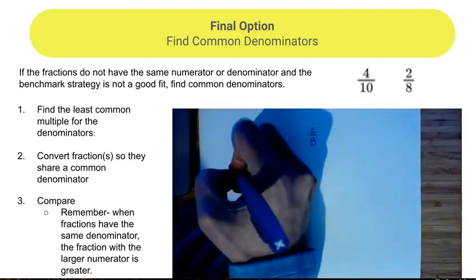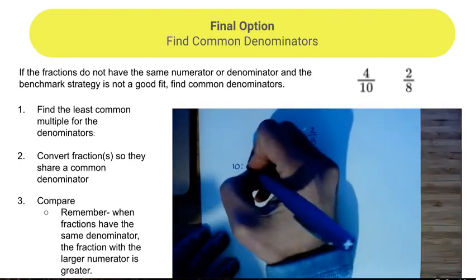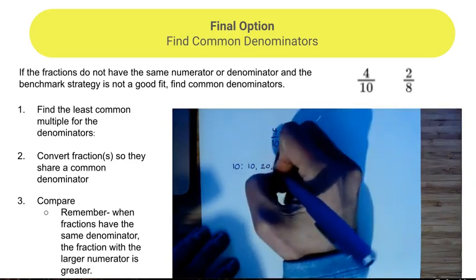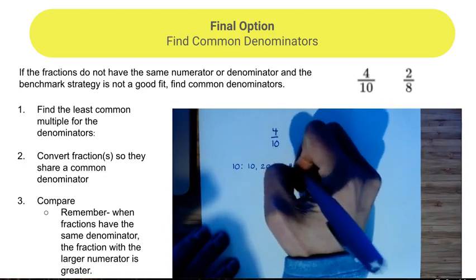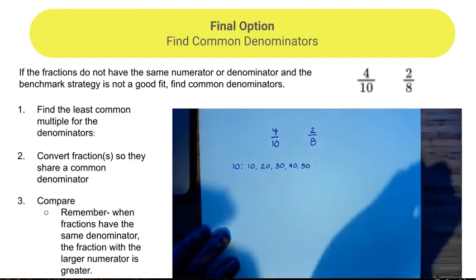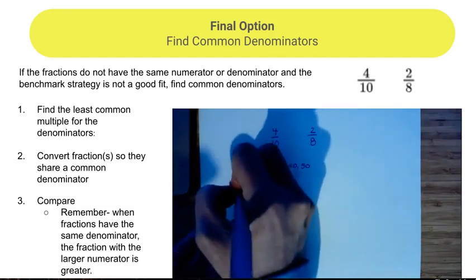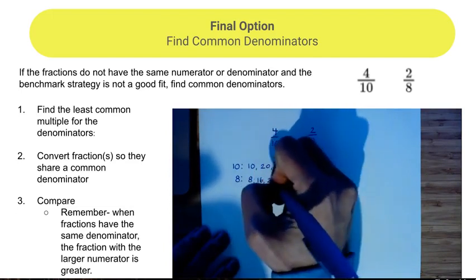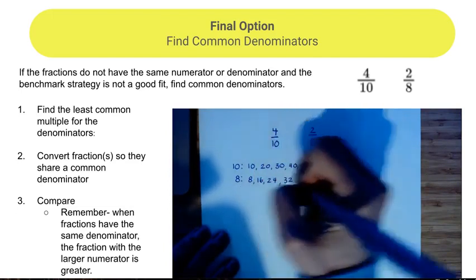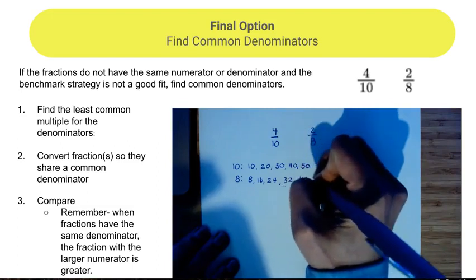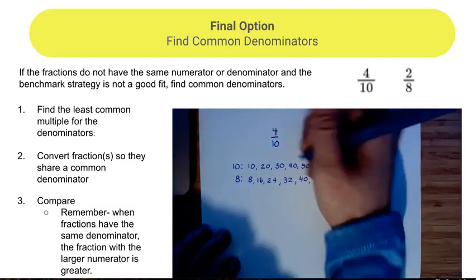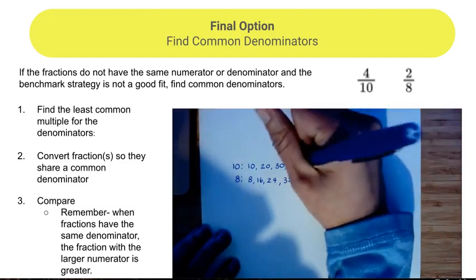So if I start with 10, I know that the multiples are 10, 20, 30, 40, and 50. Then the multiples of 8 are 8, 16, 24, 32, 40, and 48. So if I want the least common multiple between them, I can see that it is 40.